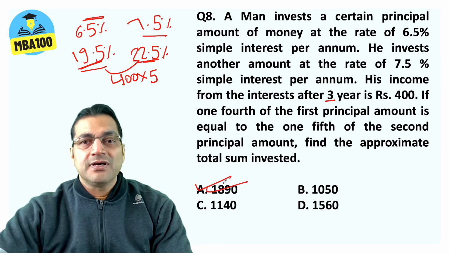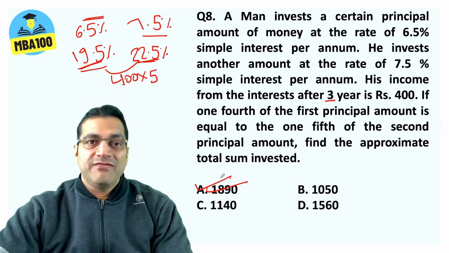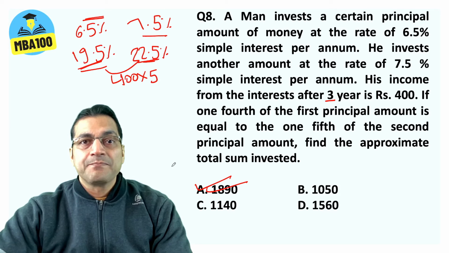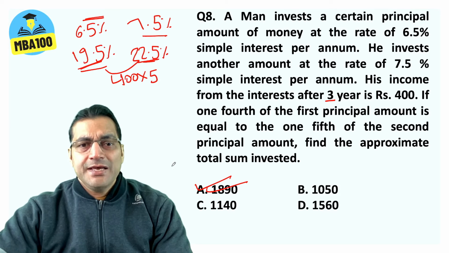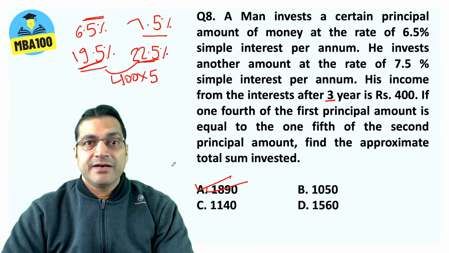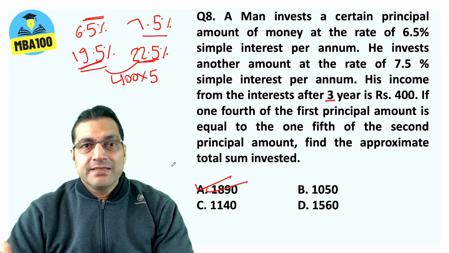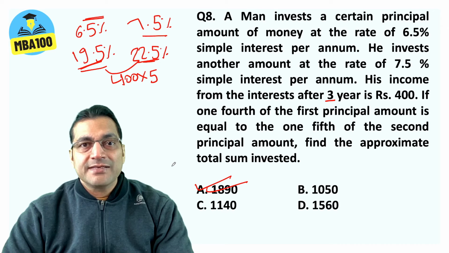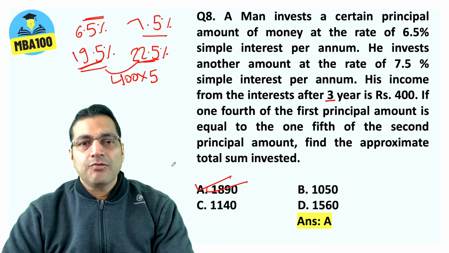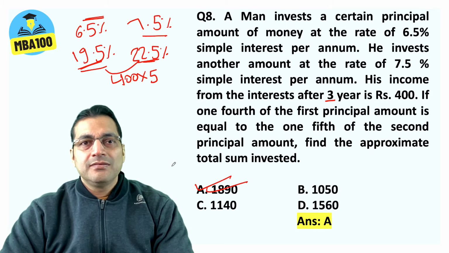So look no further. All this funda, that 1/5 and 1/4 and whatever, that was not even needed. And yes, of course, you're lucky here because of the type of options that you got. And again, MBA 100 did not invent these options. These options existed in the examination. Yeah, trust me. Okay, answer A. Yes, it was as simple as that.